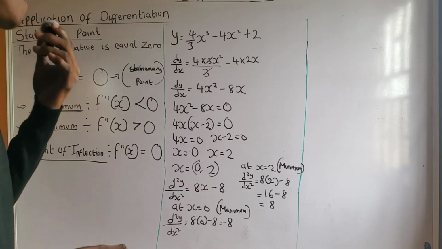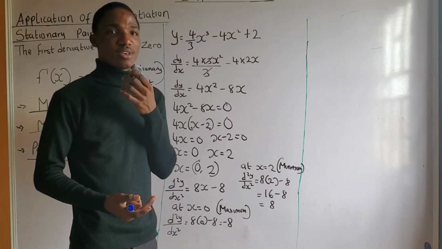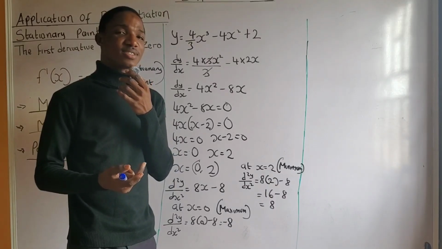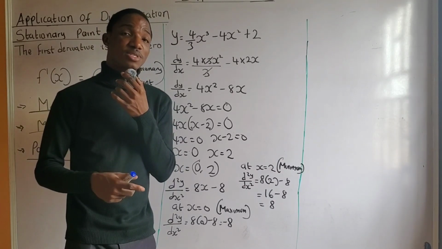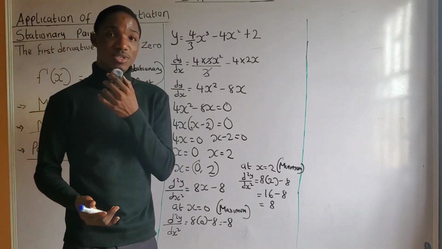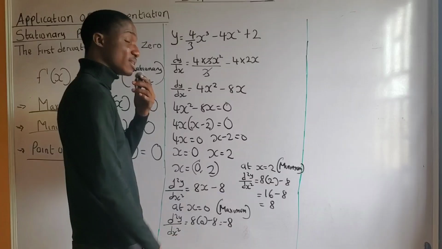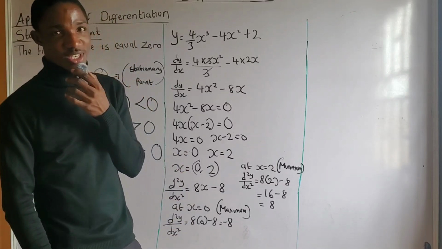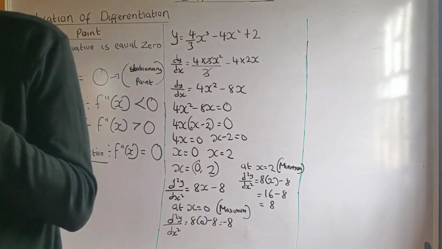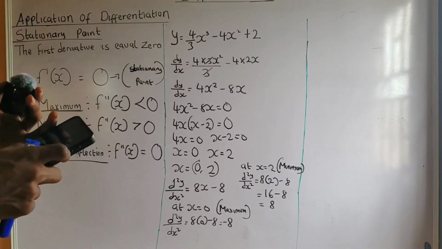For example, let's say by the time I take the second derivative of this function, I got maybe 8. You can see that 8 is greater than 0, right? That means that the second derivative is greater than 0. That is minimum point. Are you getting it? But I discovered that when I take the second derivative, I have 8x minus 8. So I have to substitute each value of x. Do you understand? Okay, now let's look at more worked examples on stationary point of a function.